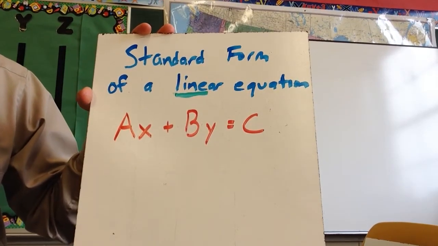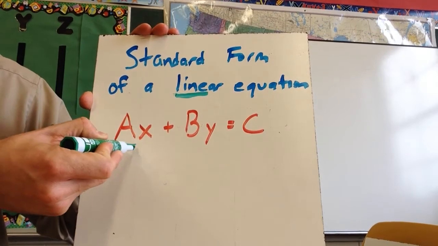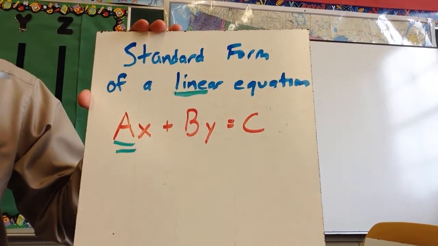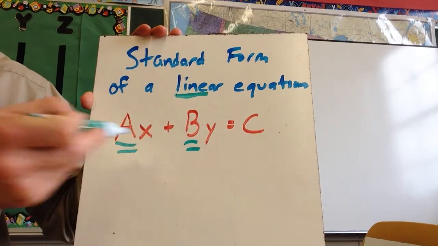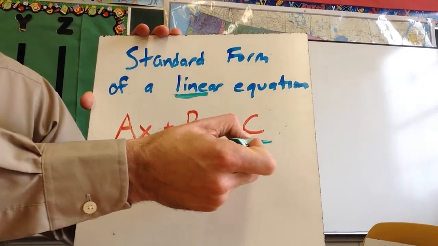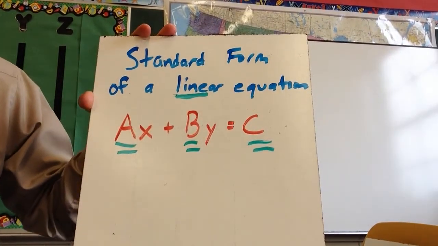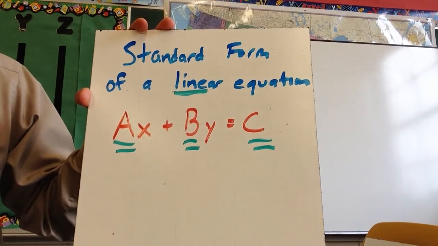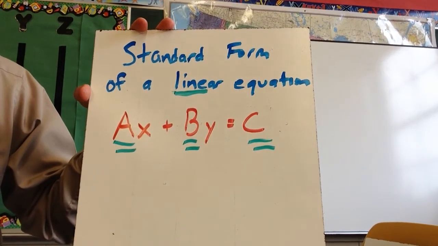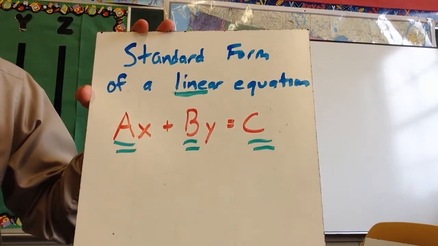And so the idea is that there is a number in front of the x, which we're going to call a. There's a number in front of the y, which we're going to call b. And there's a number on the other side of the equal sign that we're going to call c. Also remember that a, b, and c can either be positive or negative.